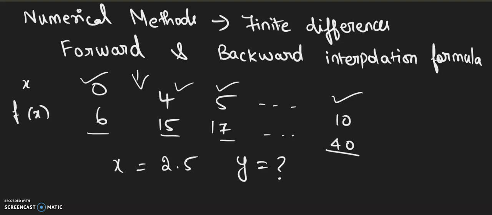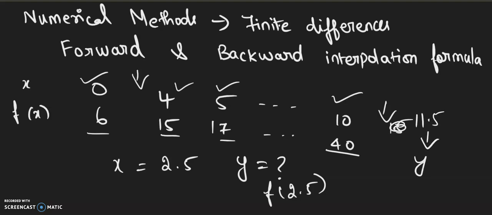So if I have to find f of 2.5, we call it an interpolation. Extrapolation means, for example, for 11.5 or something, I am going to find the corresponding y value when x is 11.5. So towards the end or after the last value, we call it an extrapolation. We have interpolation formulae for equal intervals.